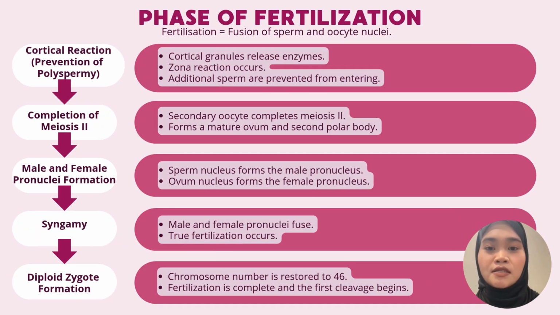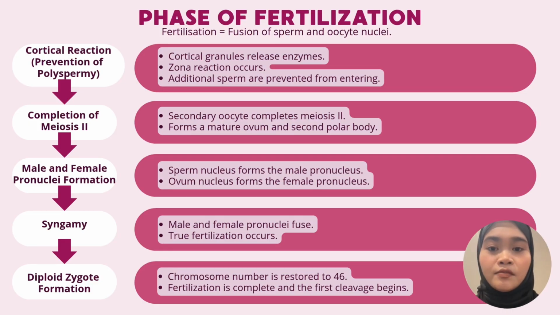Moving to the next step is the cortical reaction, which prevents polyspermy. After one sperm enters the oocyte, cortical granules release enzymes that modify the zona pellucida. This creates a barrier that prevents additional sperm from entering and ensures that only one sperm fertilizes the egg. After that is the completion of meiosis 2. The secondary oocyte completes its second meiotic division, producing the mature ovum and the second polar body.